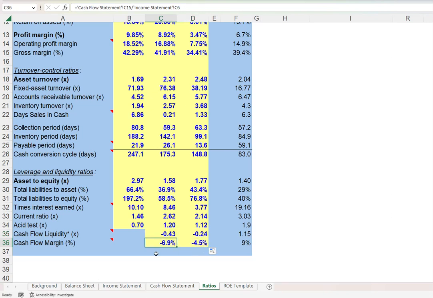So what does this negative mean here for our cash flow margin? Negative 6.9% means that it's costing us $1.06, close to $1.07 in cash to generate $1 in sales. In year three, it's taking us $1.04 in cash investment to generate $1 in sales. So we've got $1.04 going out in cash and $1 coming in. And of course, we can't keep that up for long.